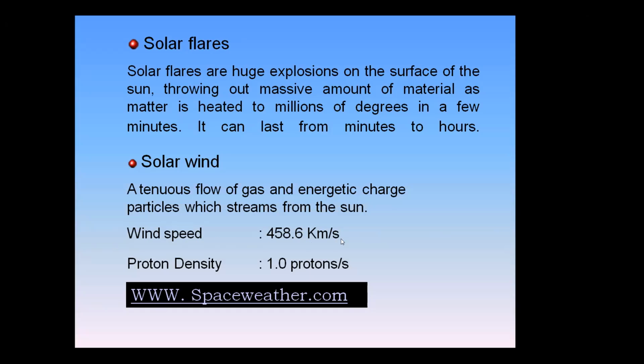Here, with these solar winds, we can actually measure the speed of the solar wind, like I said earlier, 500 kilometers per second. There's another quantity we use to measure the strength of the solar wind, the particle density, basically the proton density: how many protons per second are passing through the earth. So this information is available.